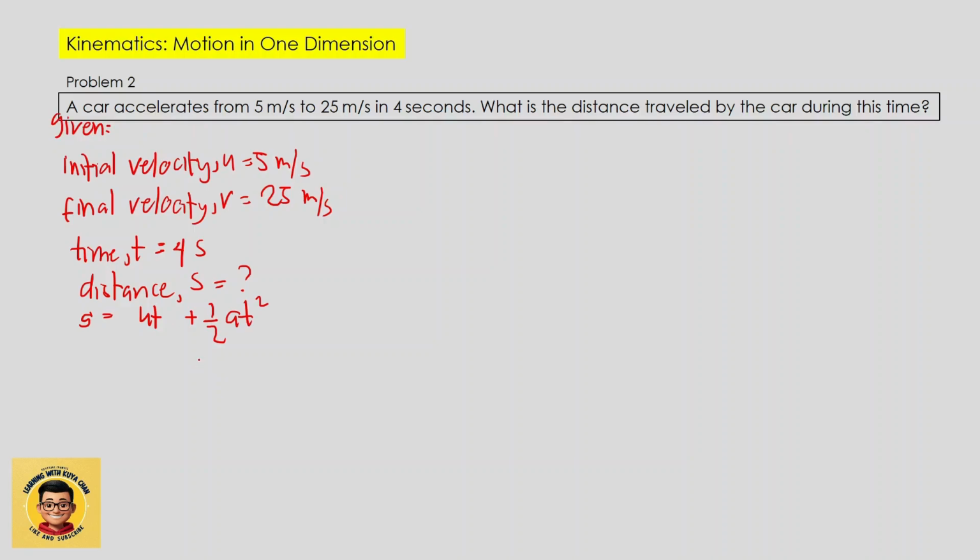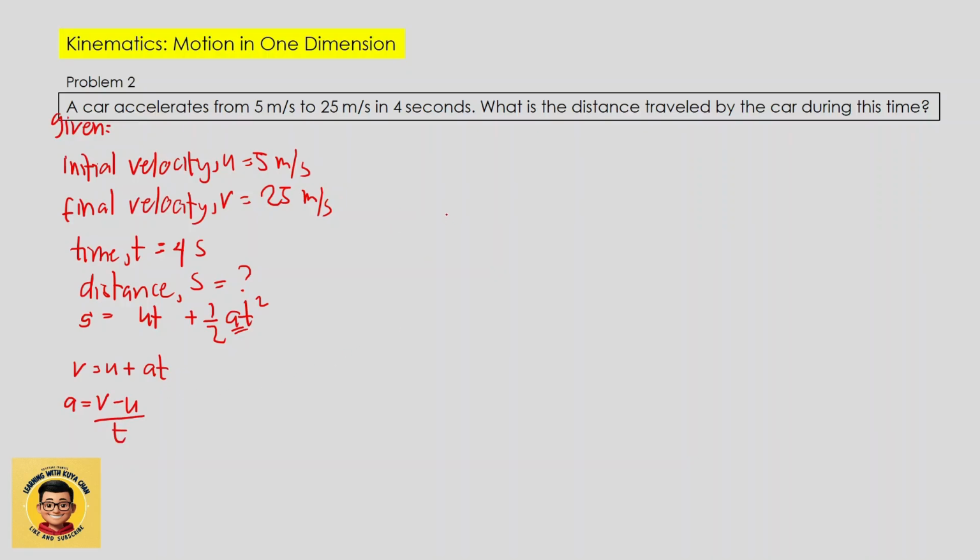So as you have noticed, we already have the values for u and t, but we do not have the value yet for the acceleration. So to solve for the acceleration, we will be using the first equation of motion, which is given by v is equal to u plus at. So to find a, we need to rearrange the equation, which will give us v minus u over t.